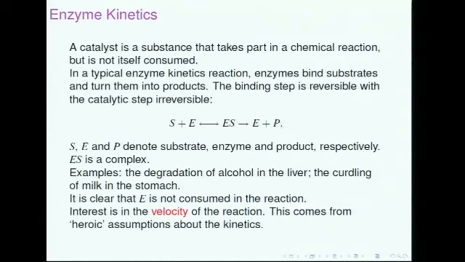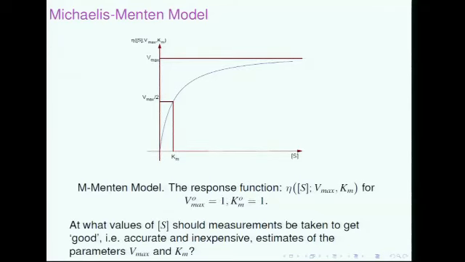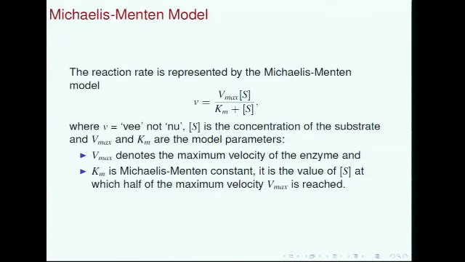So, interest is in the velocity of these reactions, and the typical one is the Michaelis-Menten model, and I will be talking about extensions to the Michaelis-Menten model. So here it is. This symbol here is the velocity of the reaction, and that is the quantity that is of interest. And the two parameters are the maximum velocity of reaction here and this velocity constant here.